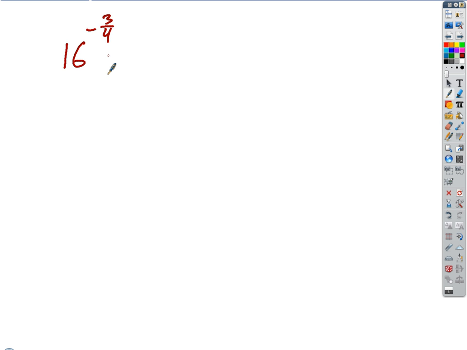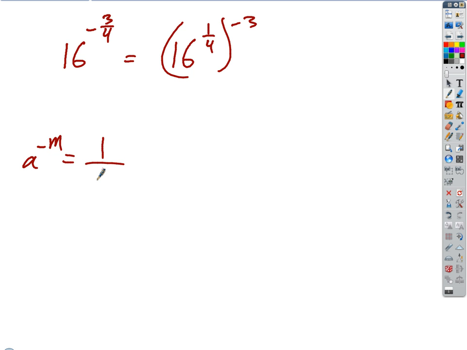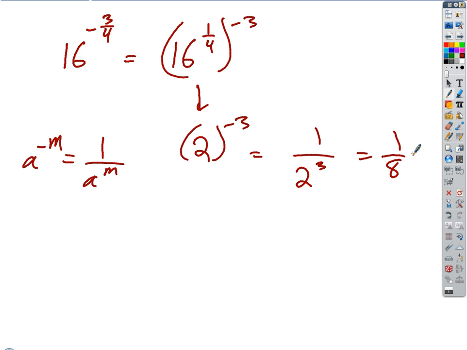Good. So we could write this as 16 to the 1/4 to the negative 3, right? Because the negative cube root is flipped. Remember our property of exponents, a to the negative m is 1 over a to the positive m. So 16 to the 1/4 is the same as what? The 4th root of 16, right? So this is just going to be 2. So 2 to the negative 3 is 1 over 2 to the positive 3. There you go. We made it.